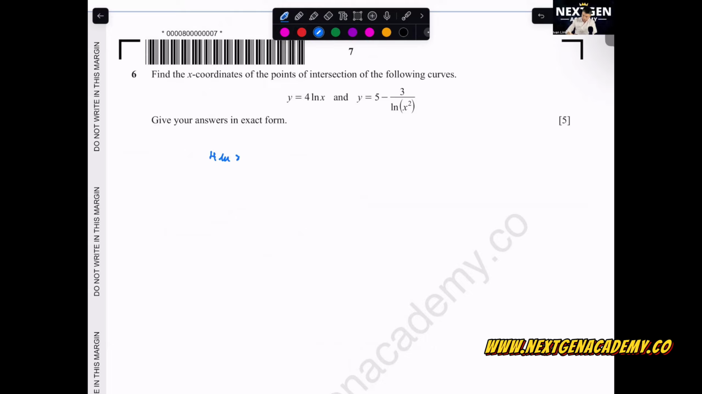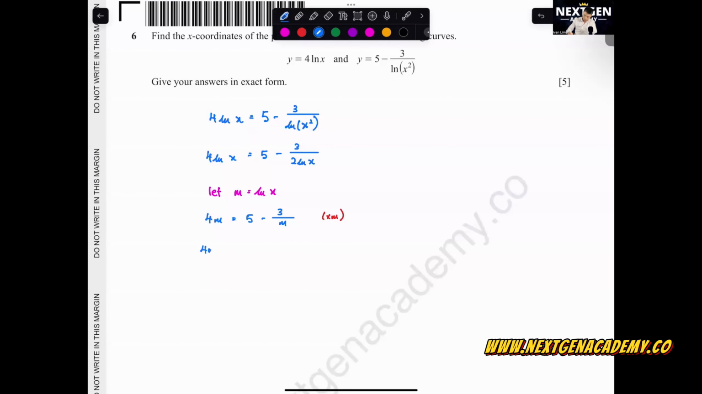4 ln x equals 5 minus 3 over ln of x squared. First thing, we change ln x squared to become 2 ln x. From here, we are going to multiply the whole equation by ln x. Maybe if you don't want to change it yet, you can do the let method first. Let m, or any alphabet, equal ln x. We get 4m equals 5 minus 3 over m. Multiply this by m, so it becomes a quadratic equation.